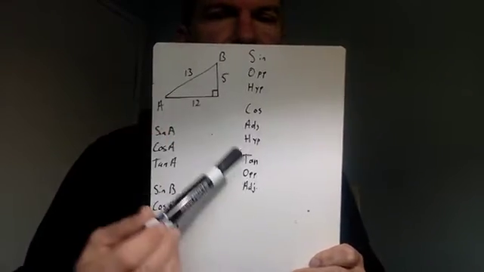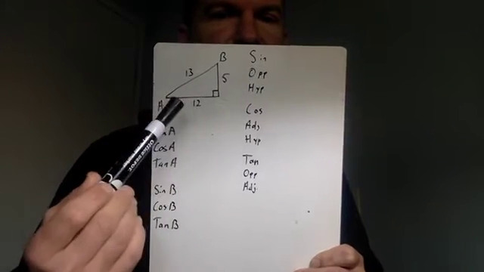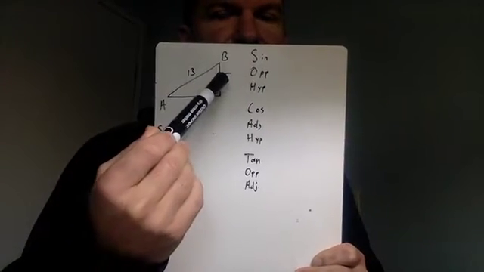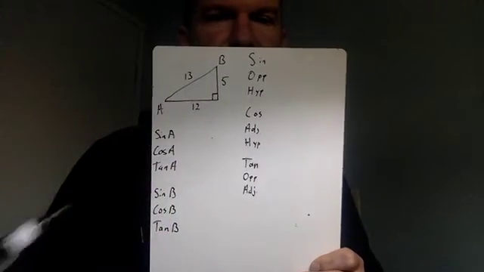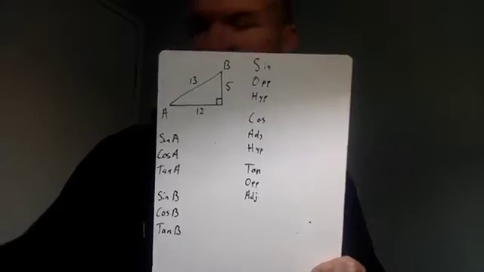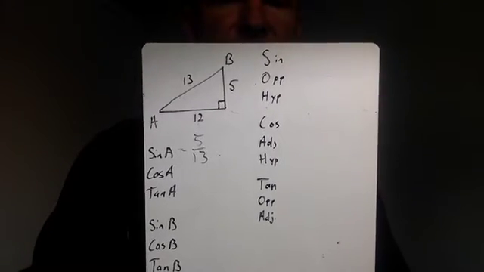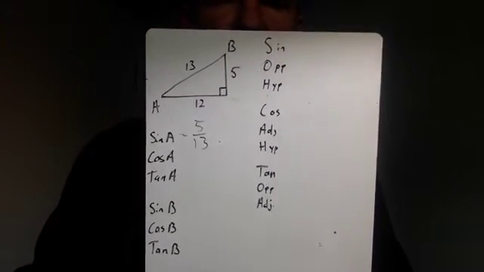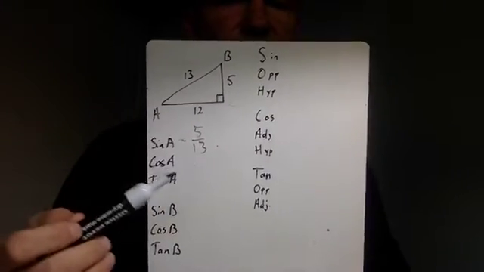You use Sohcahtoa. So sine of A, sine is always opposite over hypotenuse. What is the opposite side of A? It's 5. What is the hypotenuse of this triangle? It's 13. So opposite over hypotenuse of A is 5 over 13. And that's it. That's how easy trigonometry starts, and then it gets more complicated from there. But for the first 5 questions, it's going to be pretty much this simple.